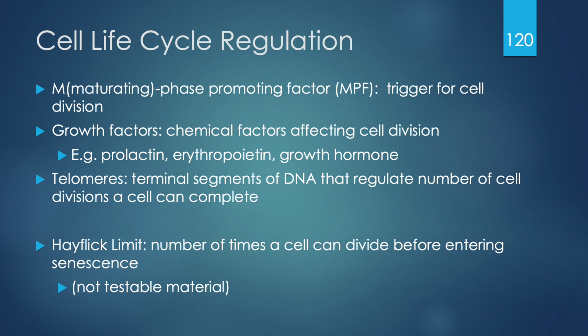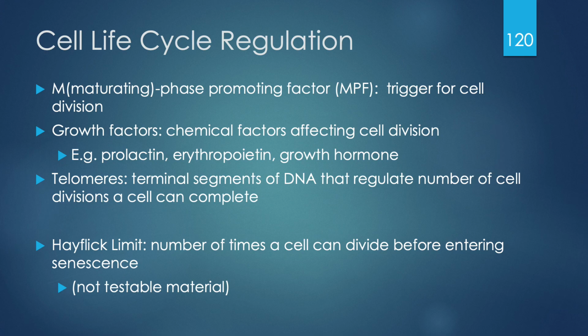And then also, growth hormone, you've probably heard of that before. It's pretty important, and it's produced by the anterior lobe of our pituitary gland also. That's a very common site for a lot of these to be produced. And it's going to affect pretty much all cells, but particularly epithelial and connective tissues. Telomeres are terminal segments of DNA that are going to regulate the number of cell divisions that a cell can complete. And then the last thing that I've listed here is the Hayflick limit, and this is not testable material, but I thought you'd be interested.